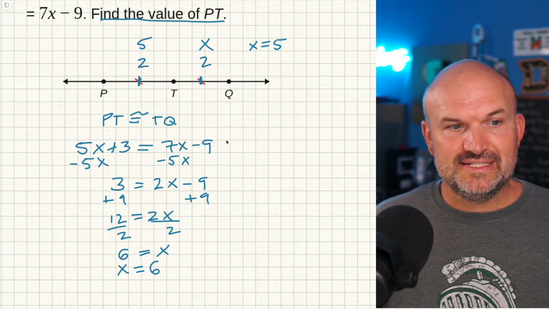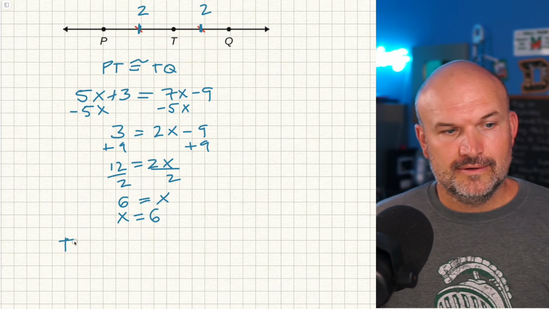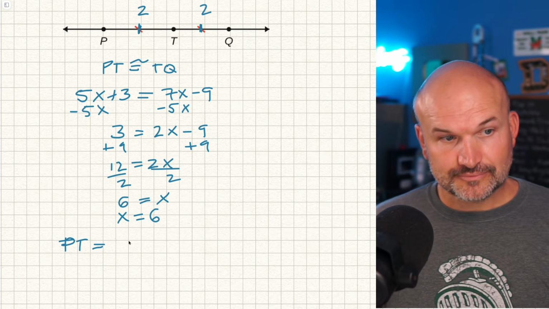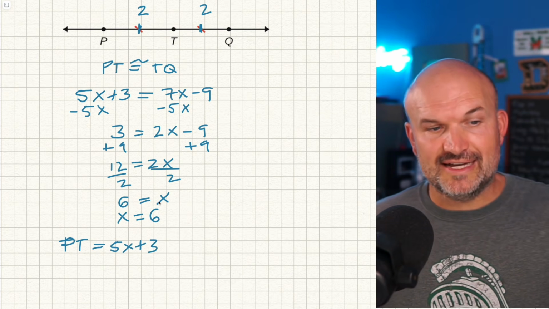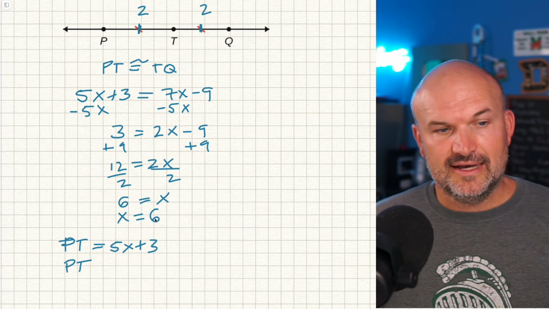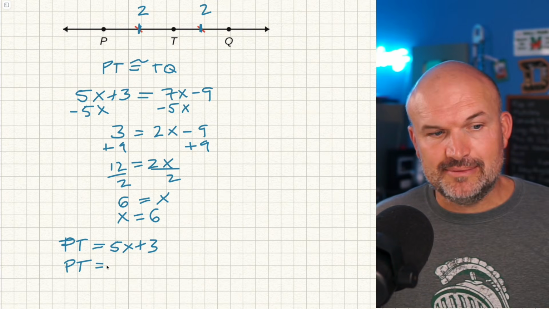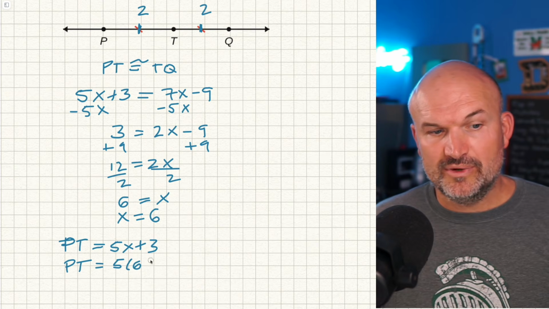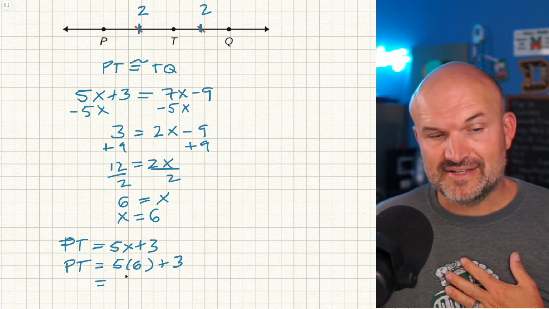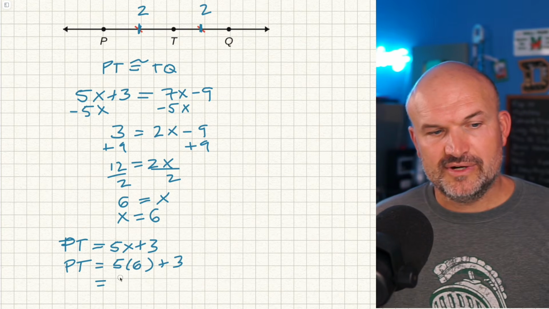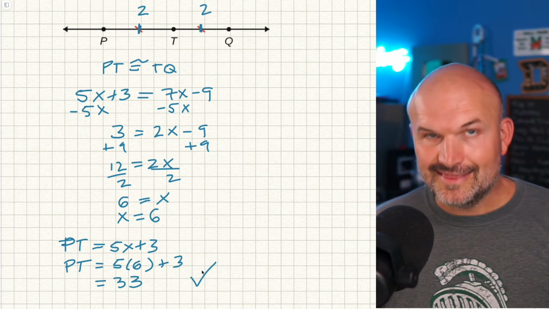So what do we know about PT? Well, PT has the expression 5x plus 3. So if I want to find the value of PT, and I know the value of x is 6, I'm simply going to replace my x with a 6 and then add 3. So 5 times 6 is 30, plus 3 is going to be 33. And there you go.